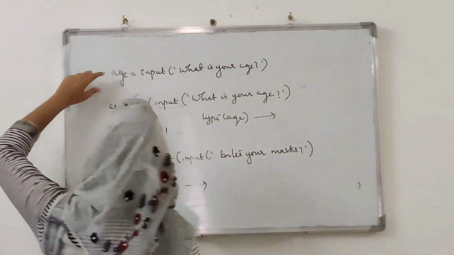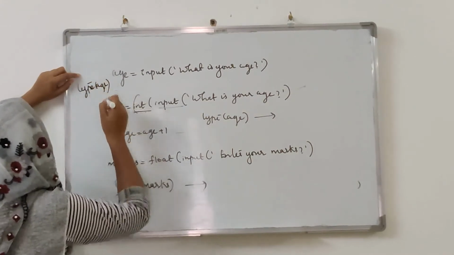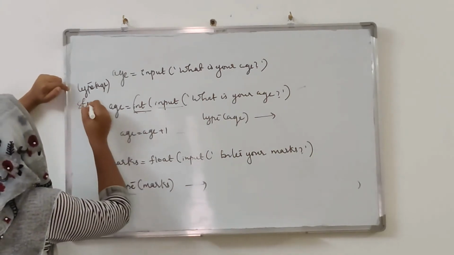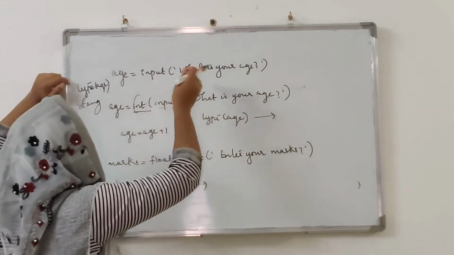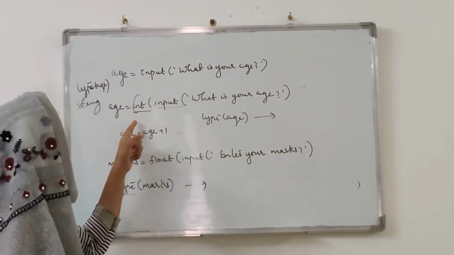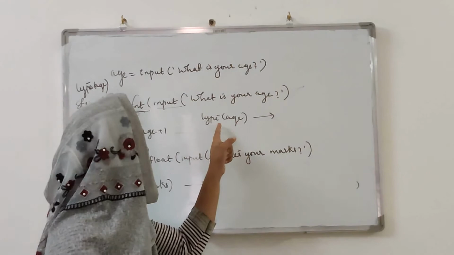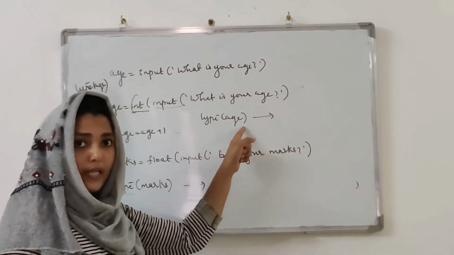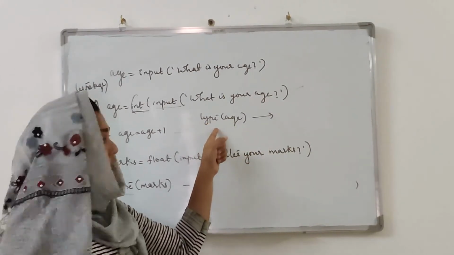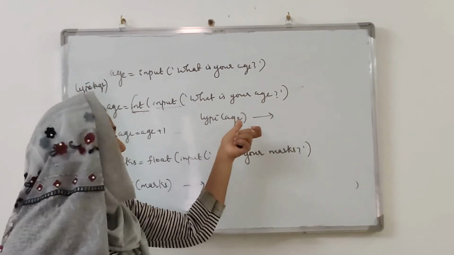So if at this stage we try to get the data type of age, what will be the output? The output will be string. Why? Because anything fetched from the user using the input function is always a string. In order to find out the data type of any variable, which function is used? The type function is used. So type of age means we are trying to find out the data type of the variable age.